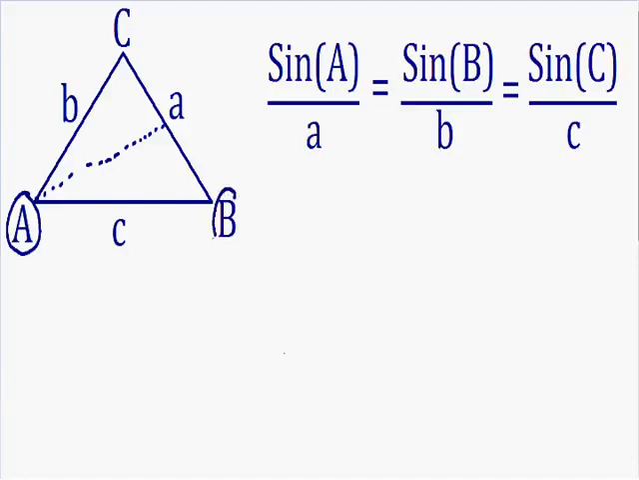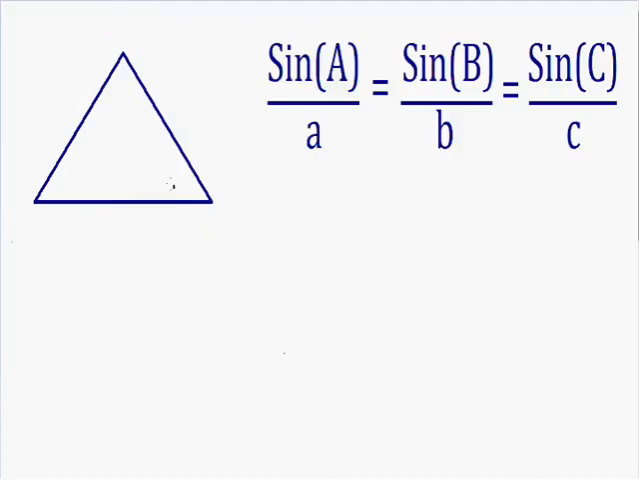The same thing for angle B. Notice how the opposite side of angle B is side B, and the opposite side of angle C is side C. So the point I'm trying to make is that the opposite side of the angle has to be the corresponding side. So let's get started right away with an example.